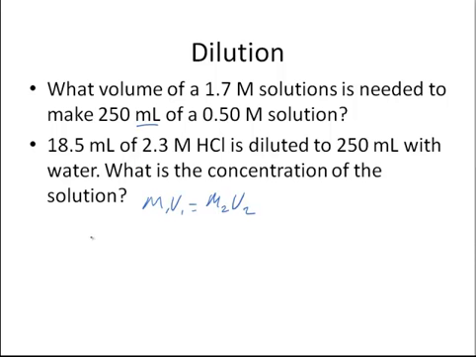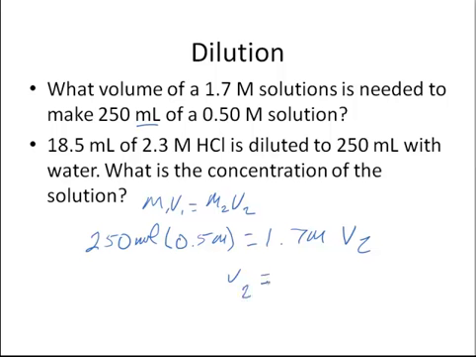So I'm going to go like this: 250 milliliters times 0.5 molar equals 1.7 molar times V2, right? Now when I solve for V2, and you guys could definitely and should definitely check my math, I get 73.5 milliliters. If you convert it to liters and you got 0.073 liters and you gave me your answer, that would be perfectly fine.